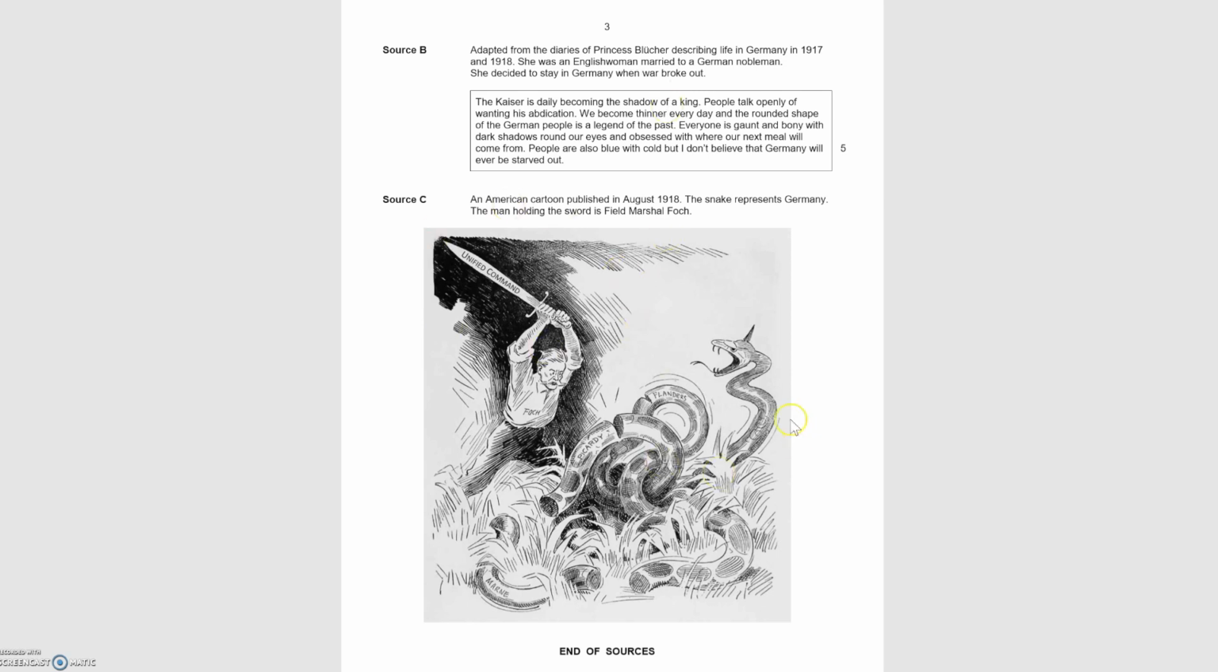In source C, and I must admit when I marked these papers last year, source C was very poorly done. And it was very poorly done for 2 reasons. The first reason is because what was missed is this here on the chest of the character swinging the sword, which is the word Foch.